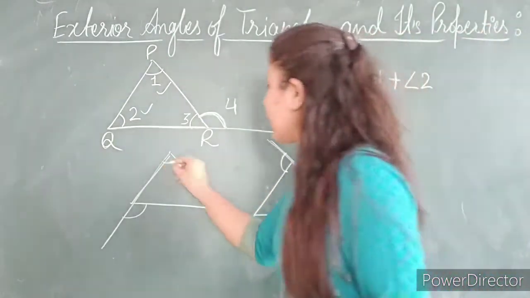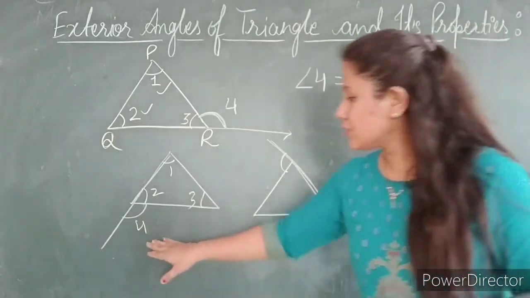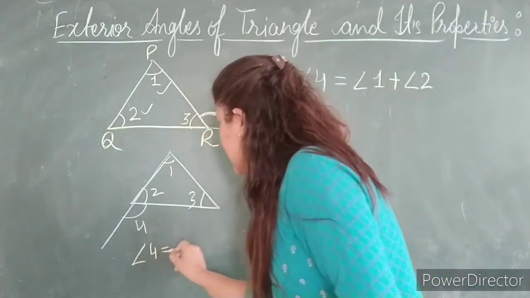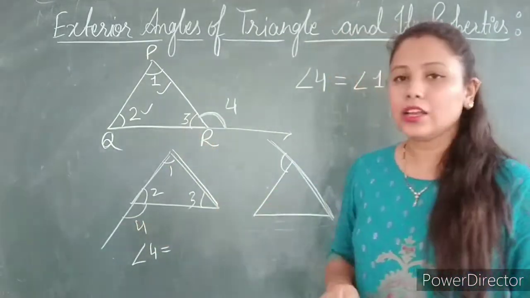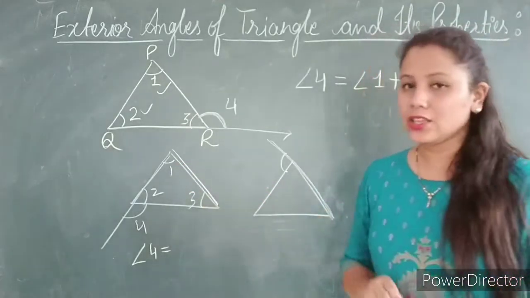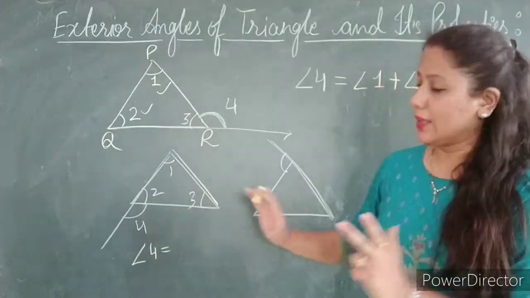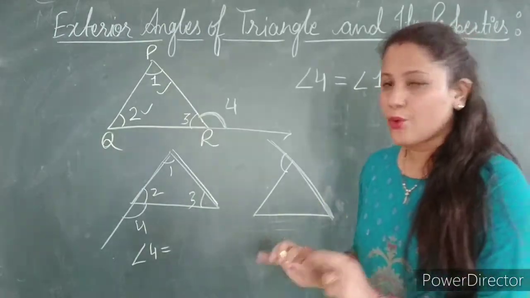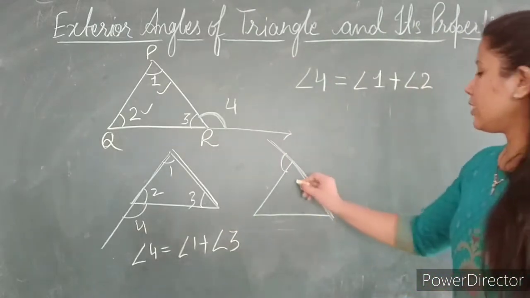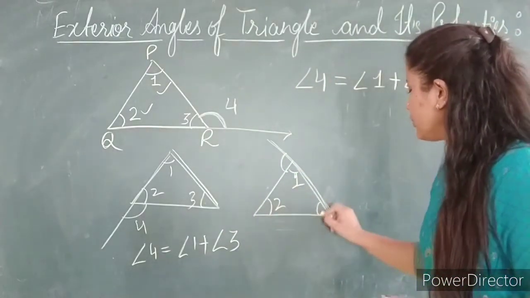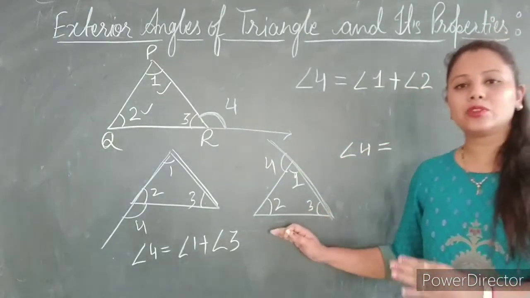For this figure, that is your angle 1, angle 2, 3 and 4. Clear? For this figure, the opposite side of angle 4 is this one. So the opposite interior angles are angle 1 and angle 3. So for this figure, the value of angle 4 is equal to angle 1 plus angle 3. In this figure, angle 4 is equal to the sum of opposite interior angles.